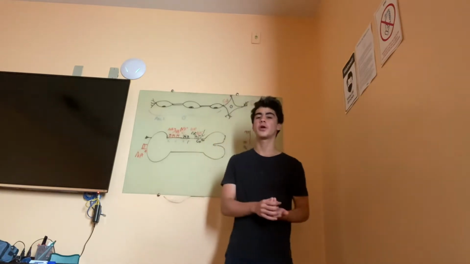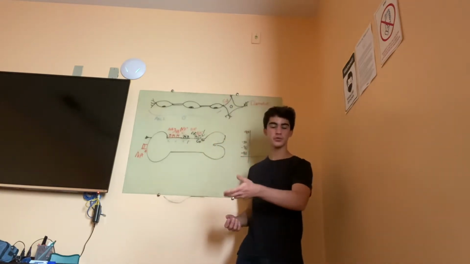Beforehand, we've got to know that our brain is made of 86 billion nerve cells called neurons, and their role is to communicate with one another through sending electrochemical signals, which we call neurotransmitters.